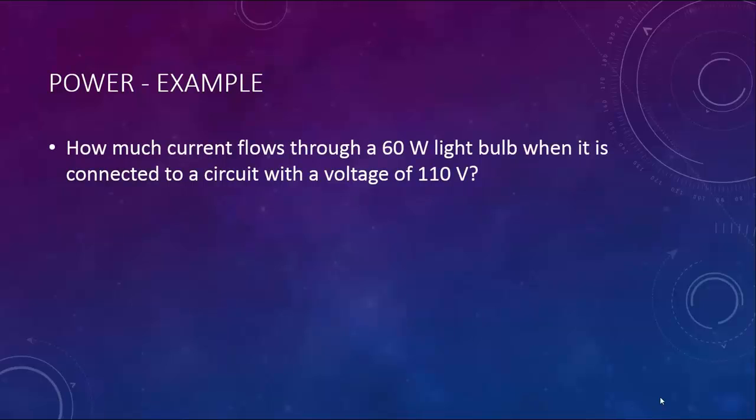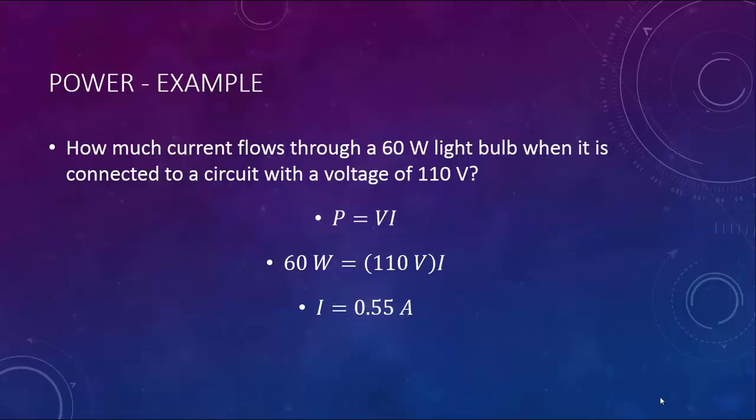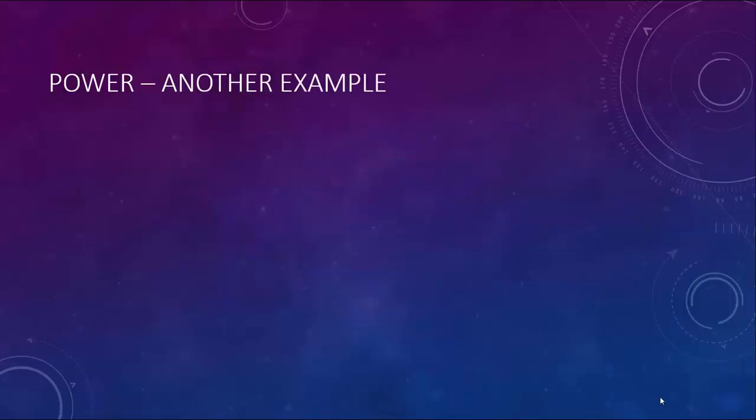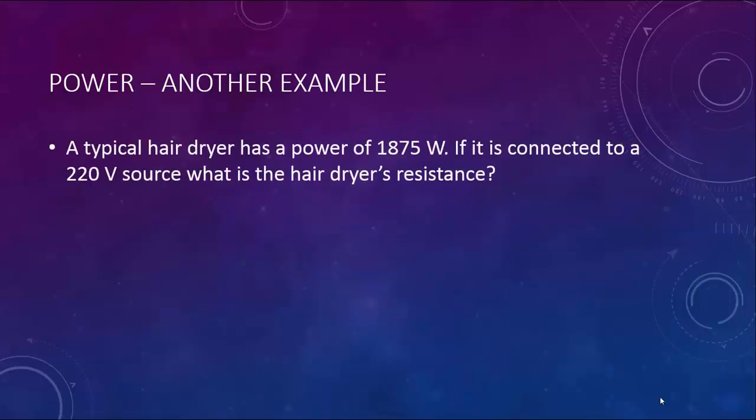How much current flows through a 60-watt light bulb when it is connected to a circuit with a voltage of 110 volts? Since we know the power and the voltage, and we're looking for current, we can use the form of the equation P equals VI. If we plug in our givens, we can find out that the current through the light bulb is 0.55 amps. Here's another example. A typical hairdryer has a power of 1,875 watts. If it is connected to a 220 volt source, what is the hairdryer's resistance? Again, if you're not sure where to start, make a list of givens to figure out which equation to use.